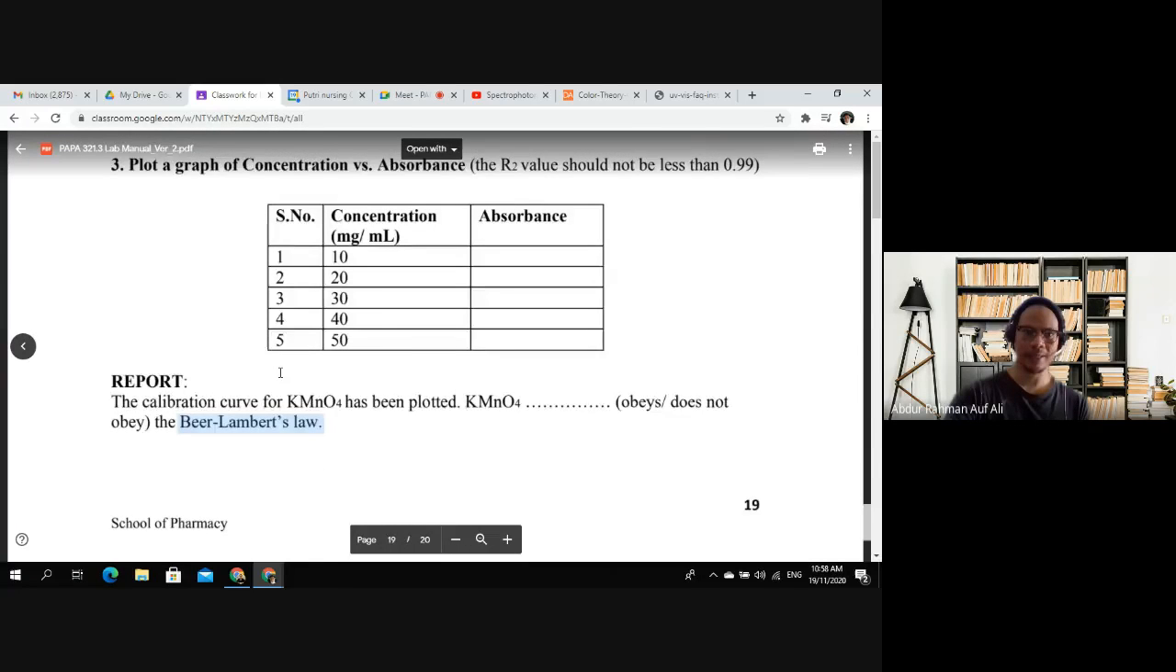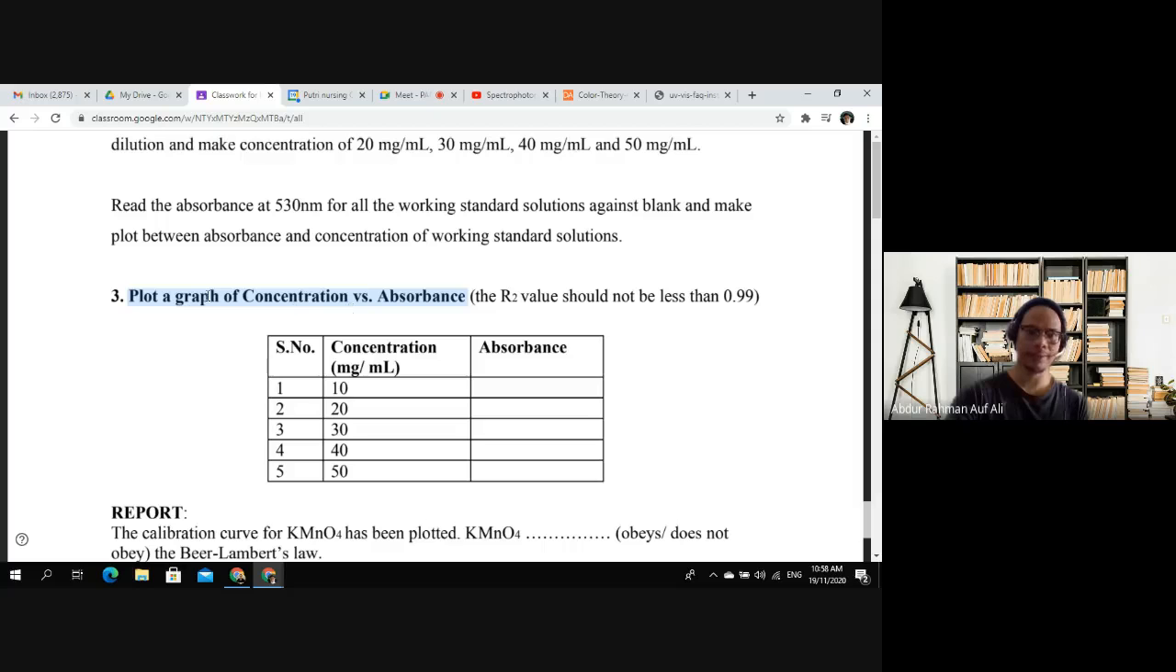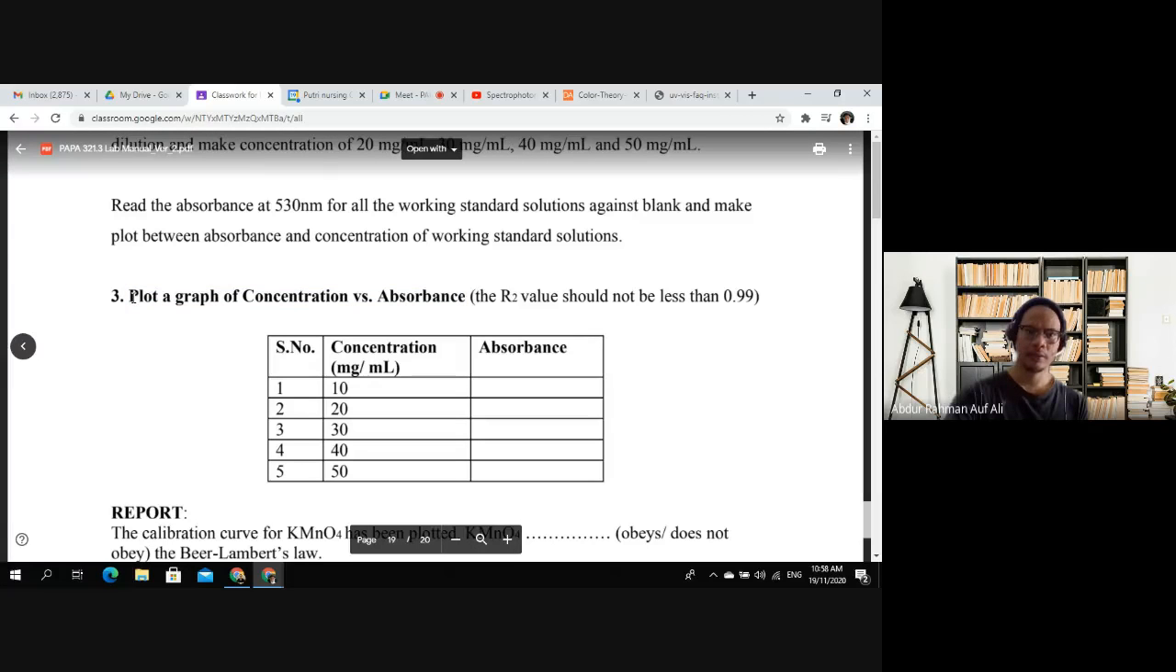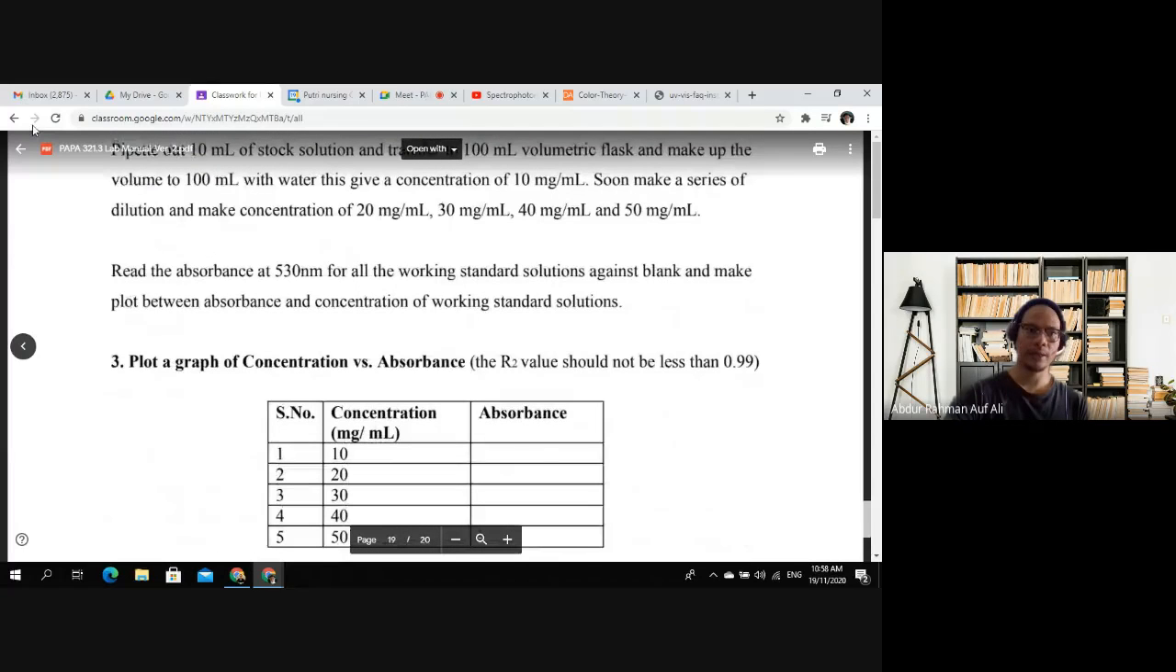So for this second experiment involving the UV spectrophotometer, you should plot a graph. In our assessment in Google Classroom later, you don't need to plot the graph, but there will be questions involving graphs. Okay, so that's it for absorption maximum and determination of calibration curve. Do you have any questions?